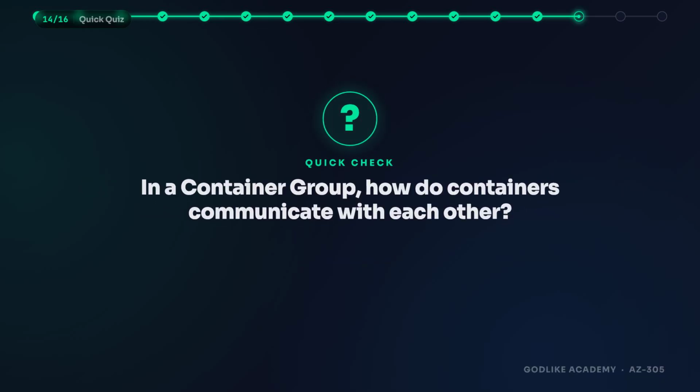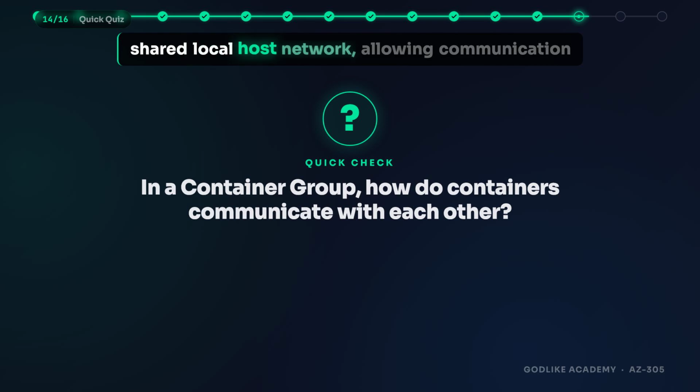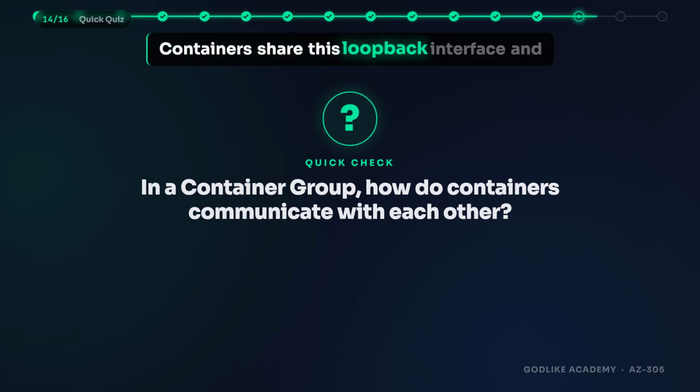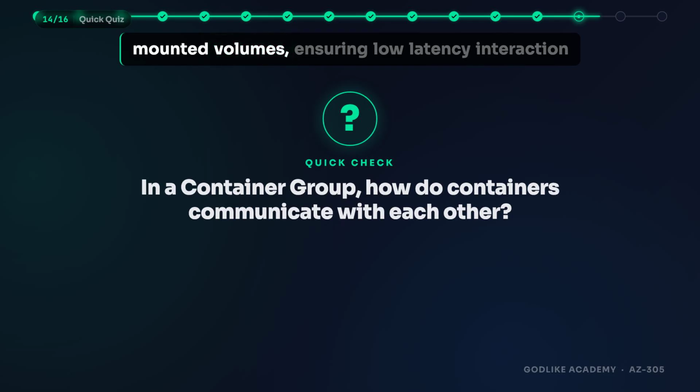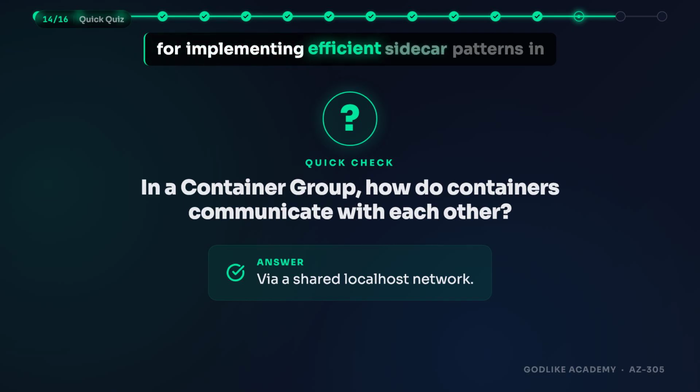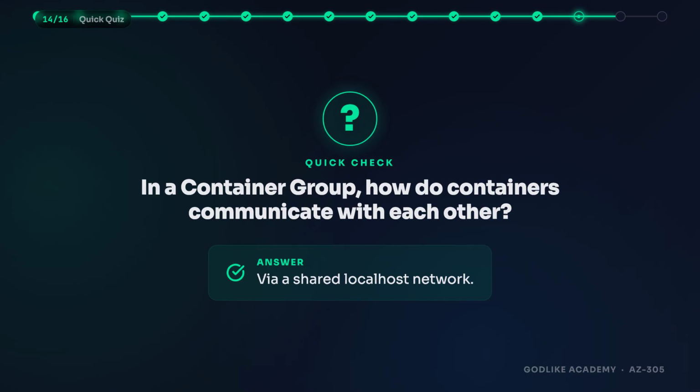Test your knowledge. In a container group, how do containers communicate? The correct answer is via a shared local host network, allowing communication via 127.0.0.1. Containers share this loopback interface and mounted volumes, ensuring low-latency interaction without exposing endpoints to the public internet. This shared network property is fundamental to the ACI architecture and essential for implementing efficient sidecar patterns in your solutions.